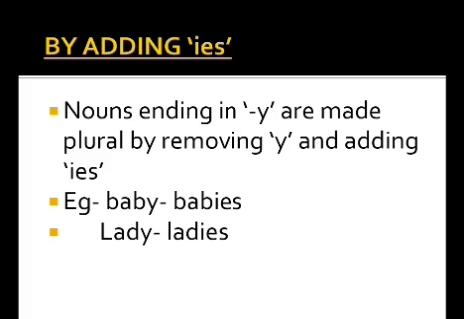Rule 4, by adding ies. The nouns ending in y are made plural by removing y and adding ies. For example, the plural of baby is made by removing the letter y and adding the suffix ies, so it becomes babies. Lady, we remove the last letter y and add the suffix ies, so the plural of lady becomes ladies.